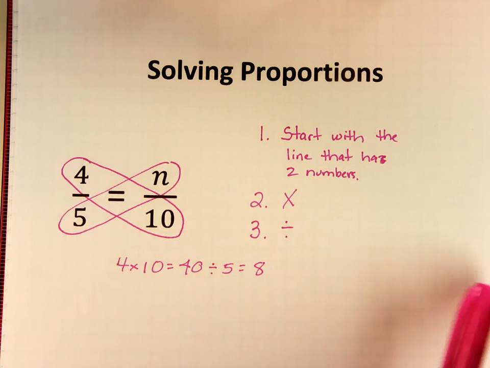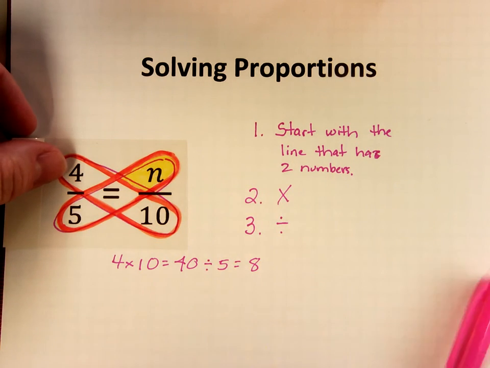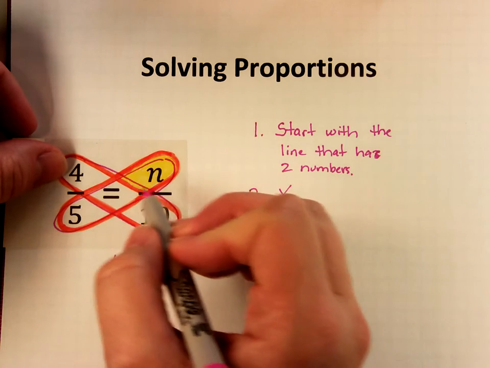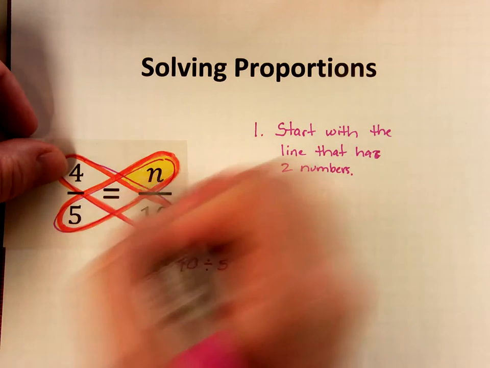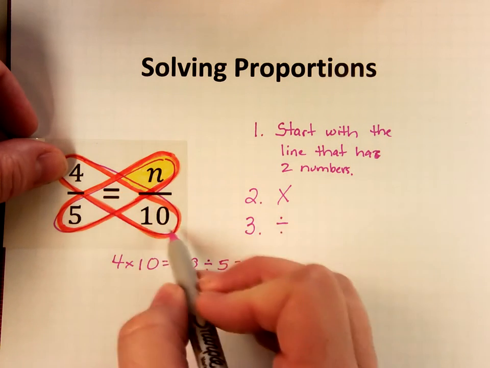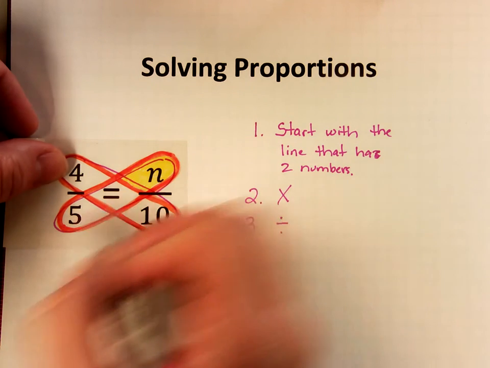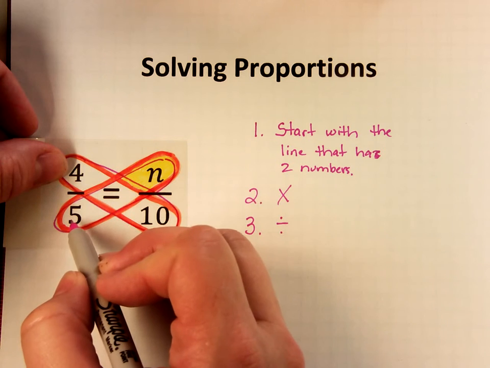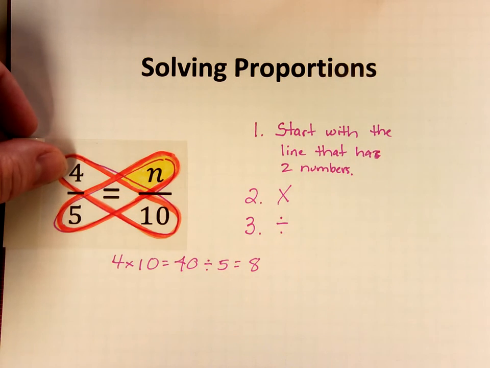Now, I also made a handy little plastic cover sheet here. It's just showing you that you have a bar going this way and a bar going this way. You're going to start with the one that you know, 4 times 10. And then you're going to divide by the only number left in the other bar, by 5. And then you get the answer that's highlighted here. So let's do one more together.